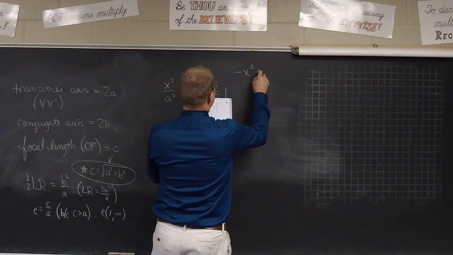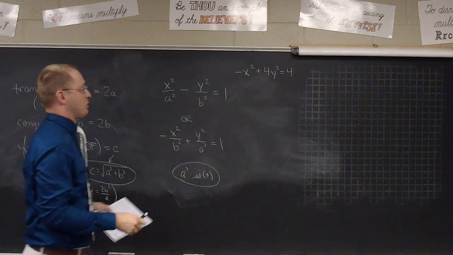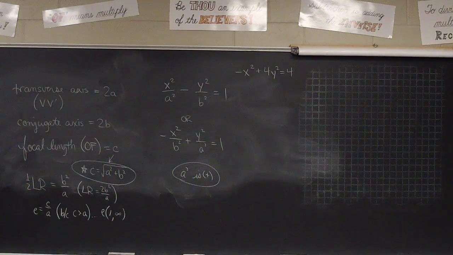Negative x squared plus 4y squared equals 4. Negative x squared plus 4y squared equals 4.